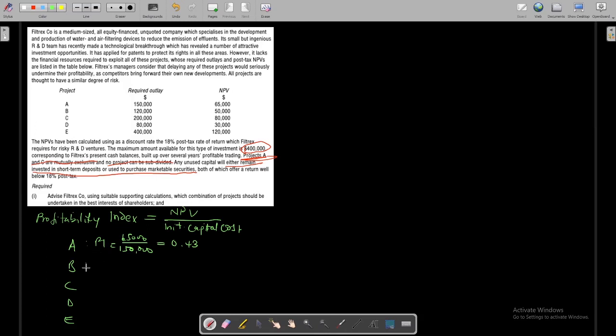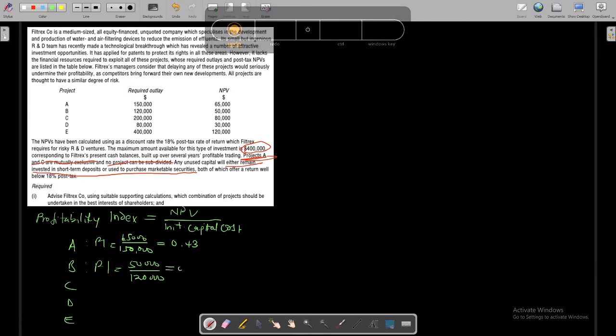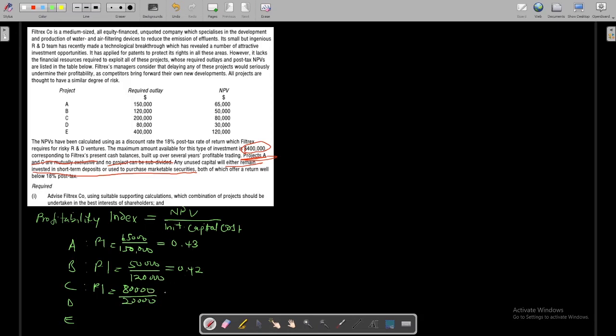Then project B, the profitability index is 50,000 divided by 120,000, giving us 0.42 to two decimal places. Project C, the profitability index is 80,000 divided by 200,000, and that will give us 0.40.